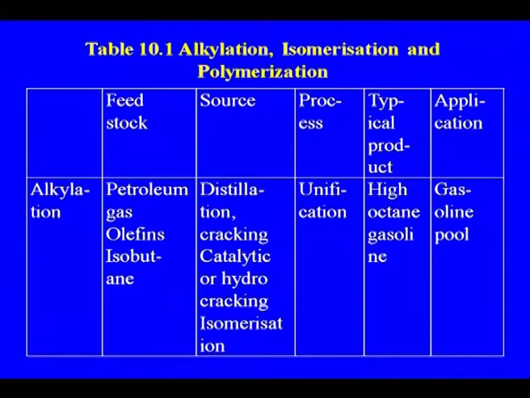For alkylation: the feedstock is petroleum gas, olefin, isobutane, with the source being distillation and cracking, and then the process, alkylation. The type of product is high octane gasoline, and the application is the gasoline pool.